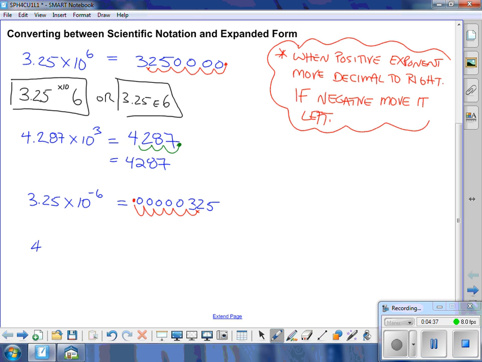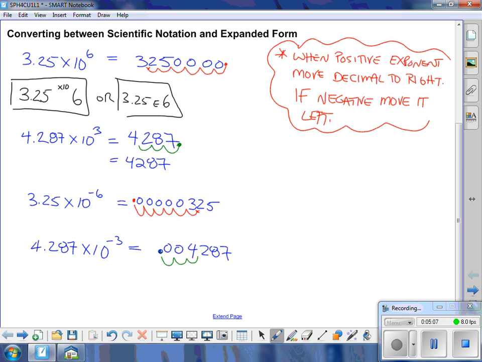All right, so 4.287 times 10 to the negative 3. Again, write the number when it's a negative exponent. I always leave space. I need to move my decimal 3 places. And again, you can do this mentally. 1, 2, 3. Don't necessarily need to see it. So I need two placeholders in that case. So there is the difference between scientific and expanded form.